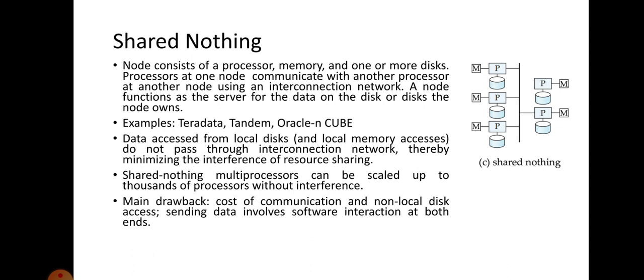It also has some drawbacks, such as the cost of communication and non-local disk access. Different processors and different systems cannot access each other's data without the interface of the software, and each time it needs permission from another processor to access its data. So that is one problem here. Also, if one segment is going down, you cannot communicate through some other way to this segment. So that might be another problem of this system.